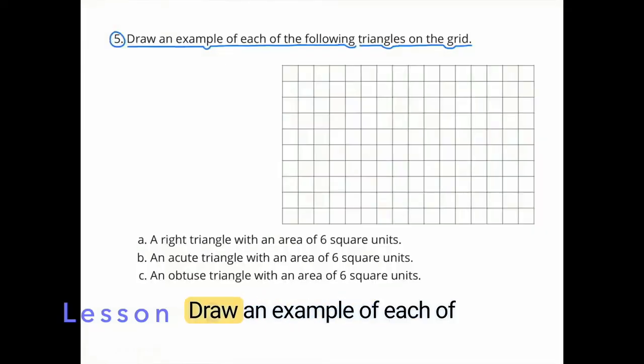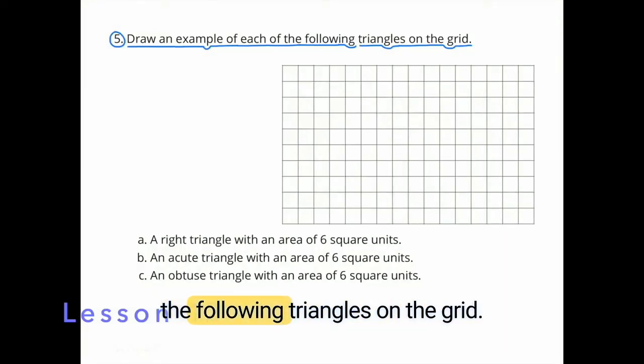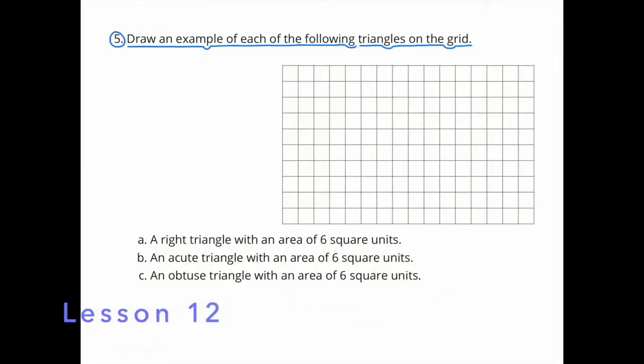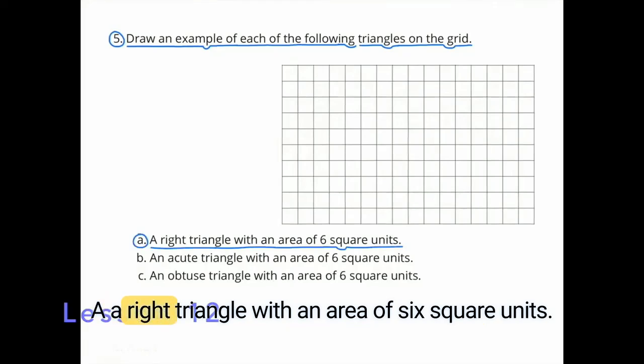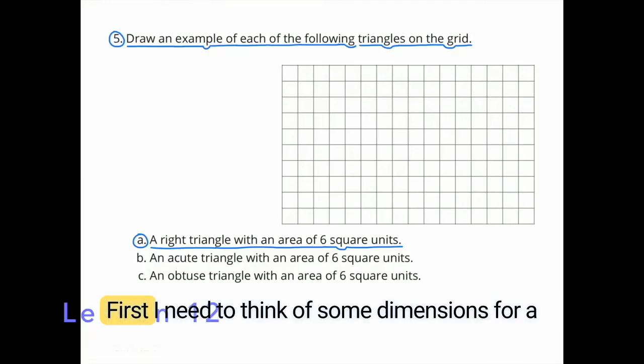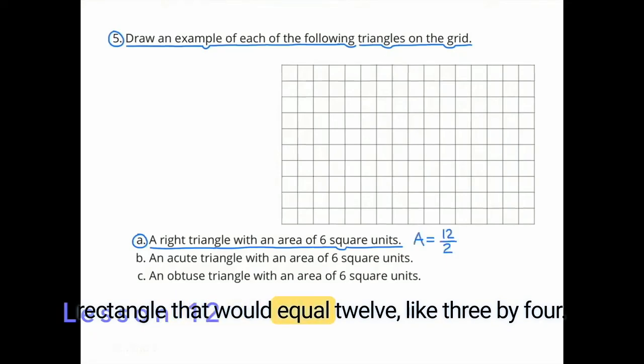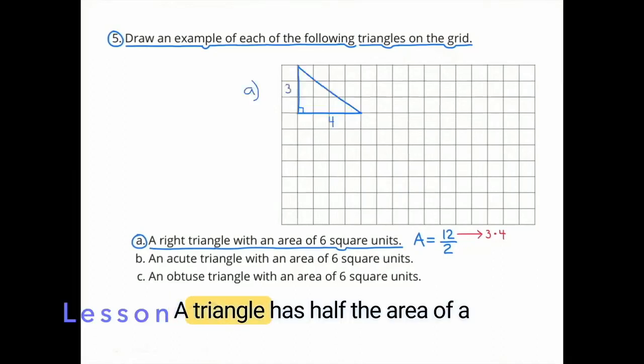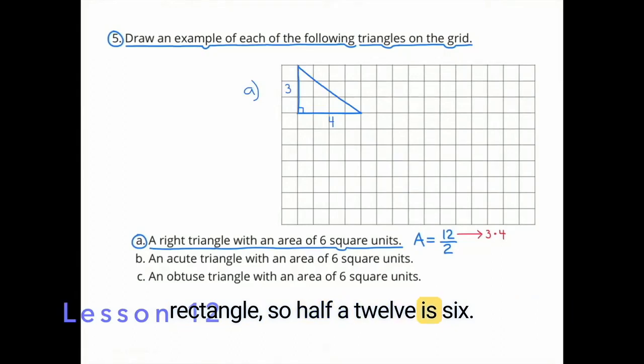Number 5. Draw an example of each of the following triangles on the grid. A, a right triangle with an area of 6 square units. First, I need to think of some dimensions for a rectangle that would equal 12, like 3 by 4. A triangle has half the area of a rectangle, so half of 12 is 6.